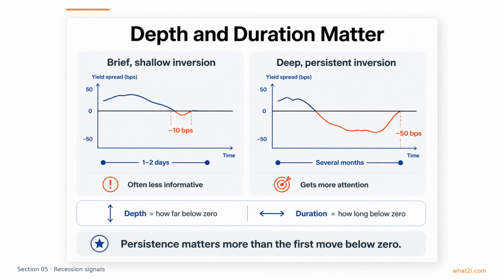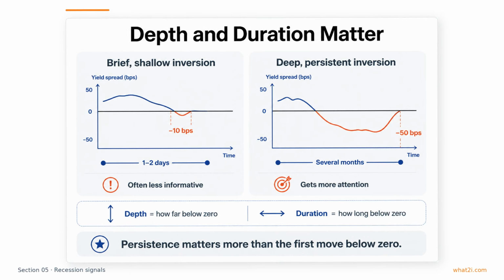Not every inversion means the same thing. Depth matters, meaning how far below zero the spread falls. Duration matters too, meaning how long the spread stays below zero. A one-day dip to negative 10 basis points may be little more than noise or a technical market move. A deeper inversion, such as negative 50 basis points lasting for months, tends to carry more weight. Investors pay more attention to persistent signals because they are less likely to be accidental. In yield curve analysis, persistence often tells you more than the first crossing below zero.